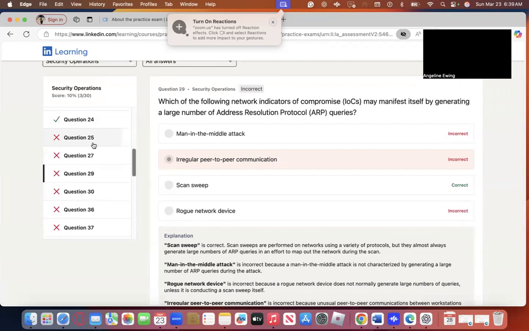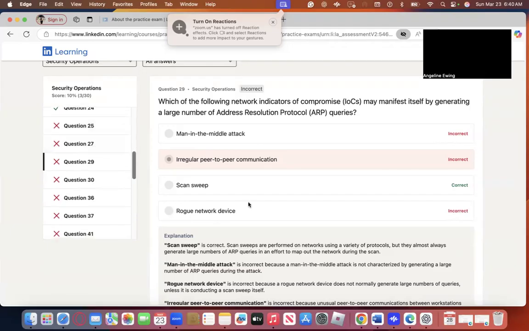Which of the following network indicators of compromise, IOC, may manifest itself by generating a large number of address resolution protocol, ARP, queries? That will be scan sweep. Scan sweeps are performed on a network using a variety of protocols, but they almost always generate a large number of ARP queries in an effort to map out the network during the scan.